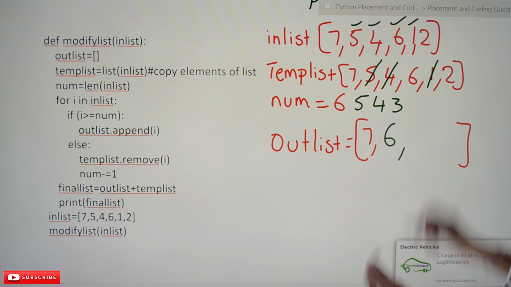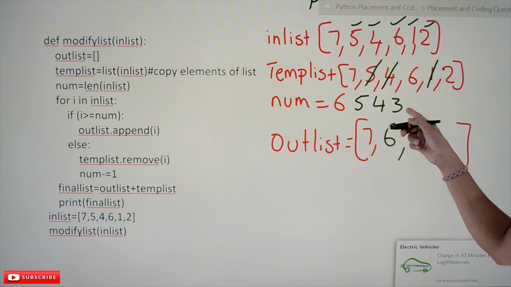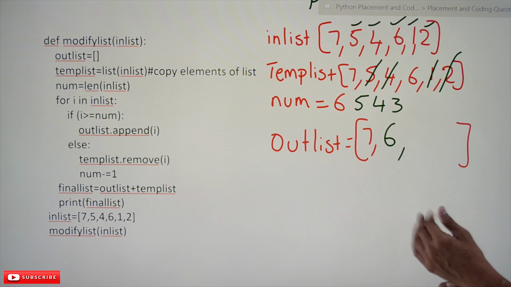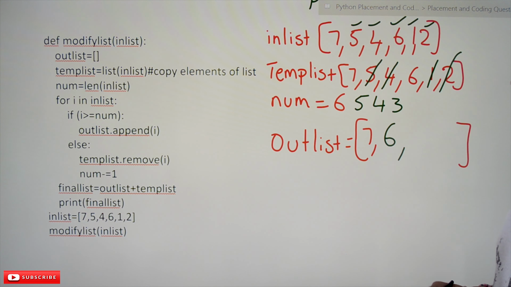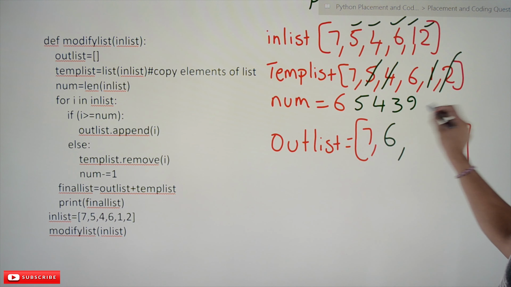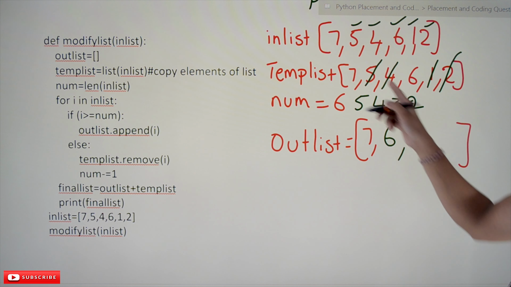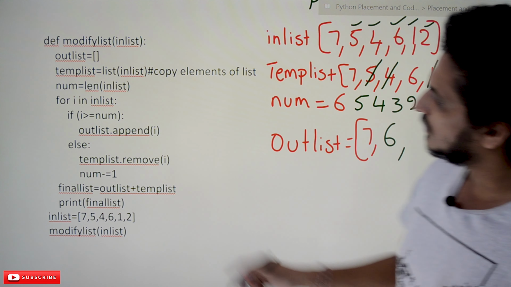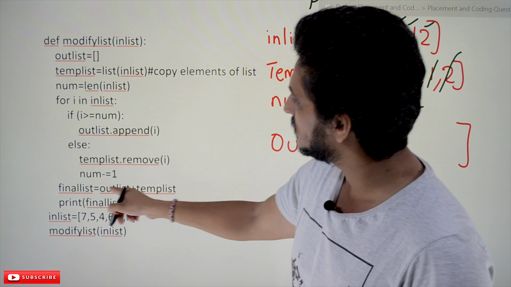So again next they are going to take 2. 2 greater than or equal to 3, no, it is false. They are going into the else part and they are removing the value from the temp list and they are going to reduce it to 2. So what are the values that are present in the temp list? 7 and 6.